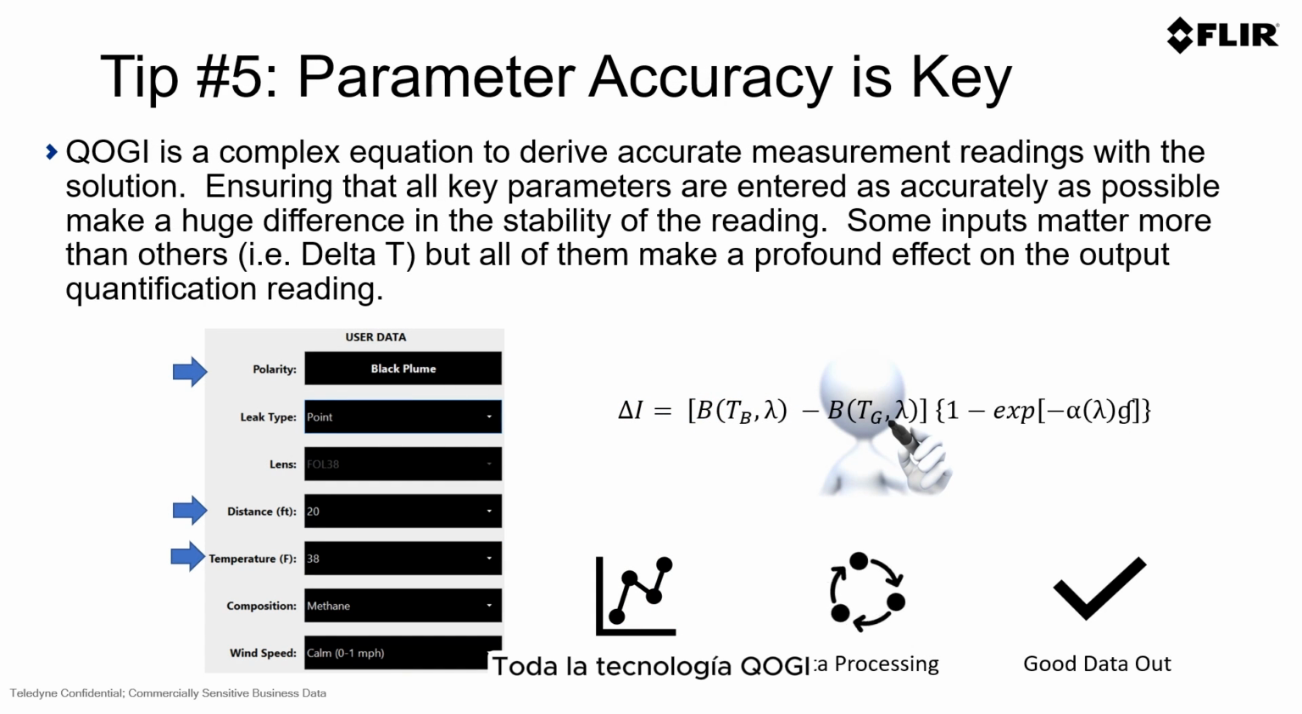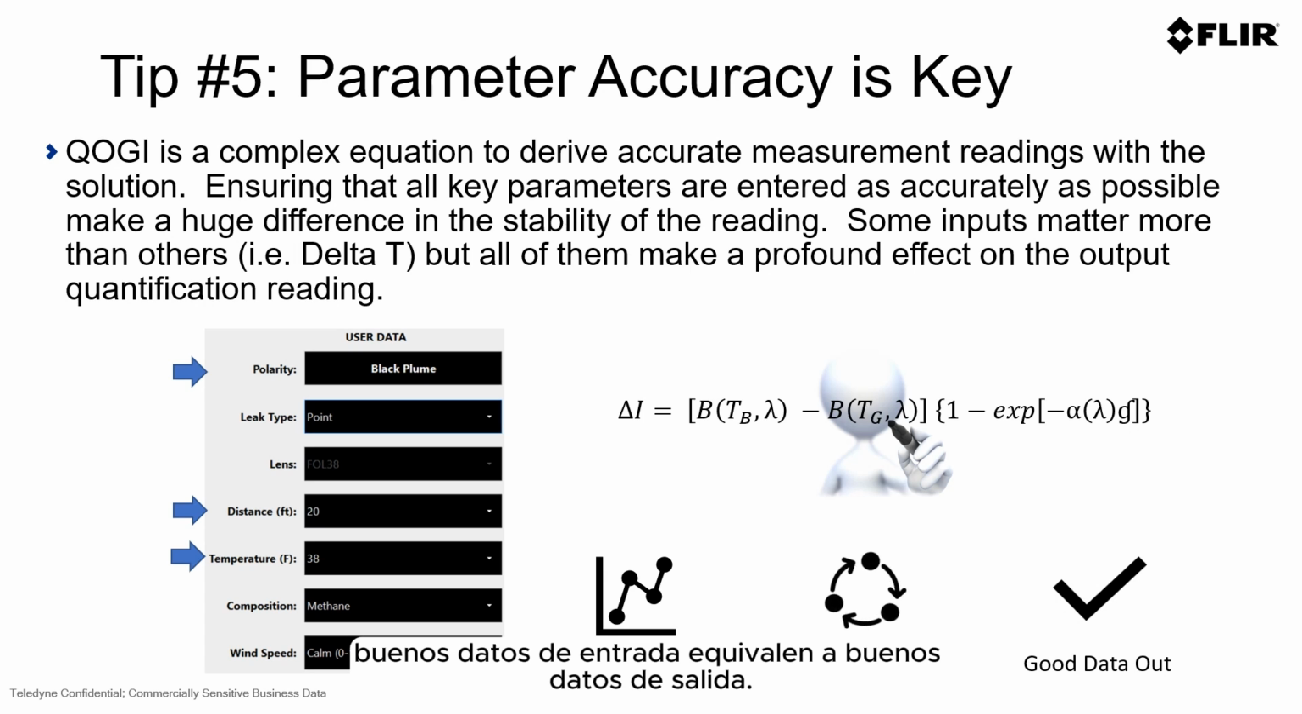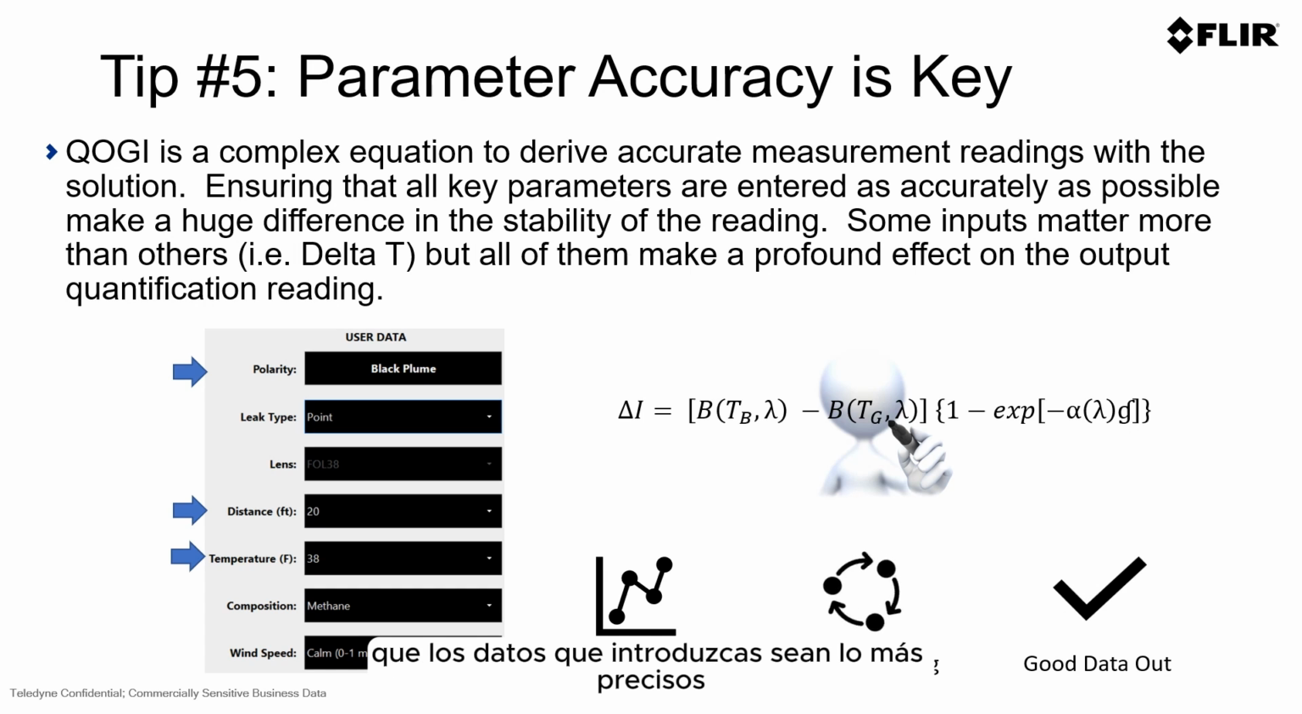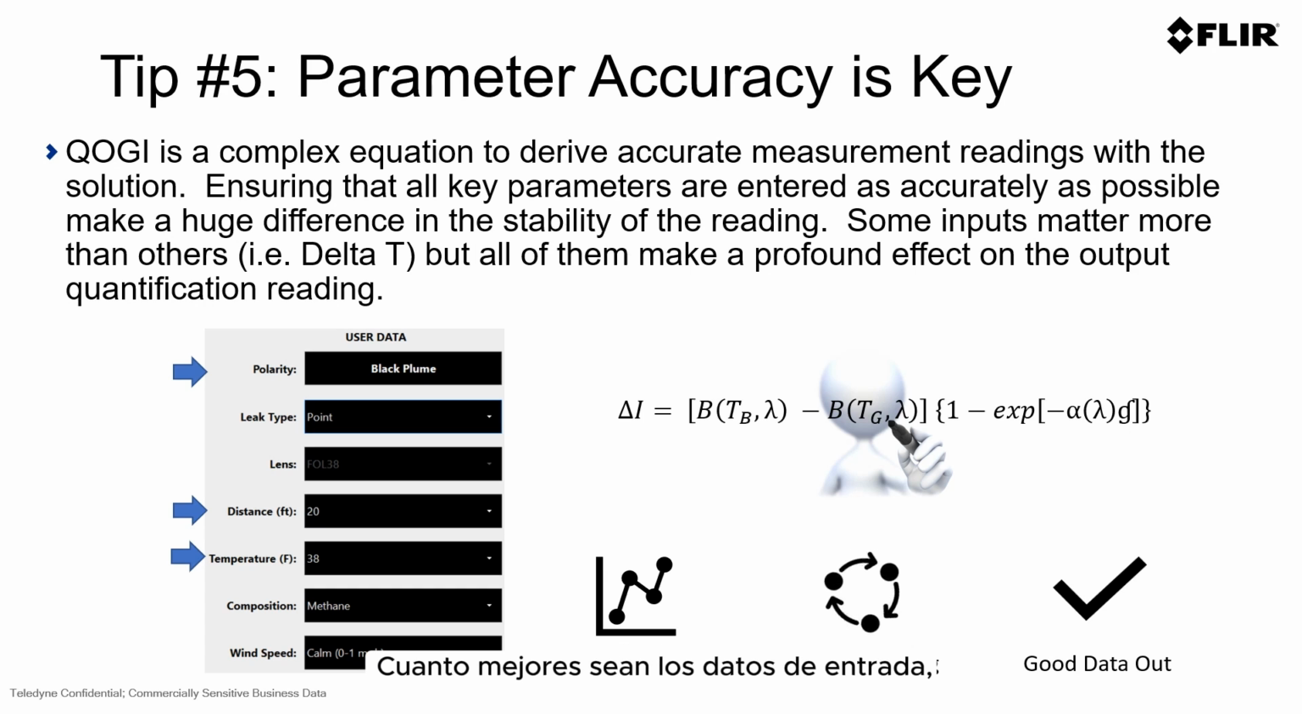All of the QOGI technology requires parameters that are put in by the user. Like the old adage goes, good data in equals good data out. When you're using the technology in the field, whether it's QL320, the QOGI in camera, or the Q mode feature, try to make sure that whatever data you put in is as accurate as possible. The better the data in, the better the data out.